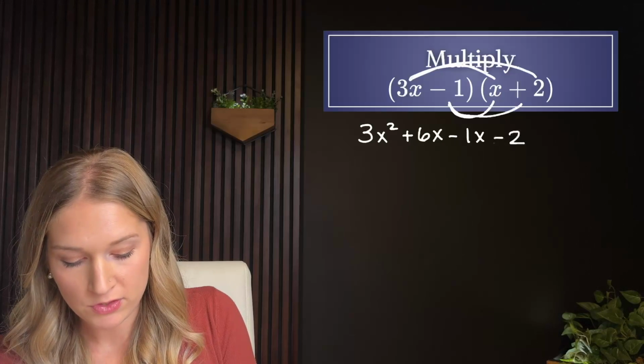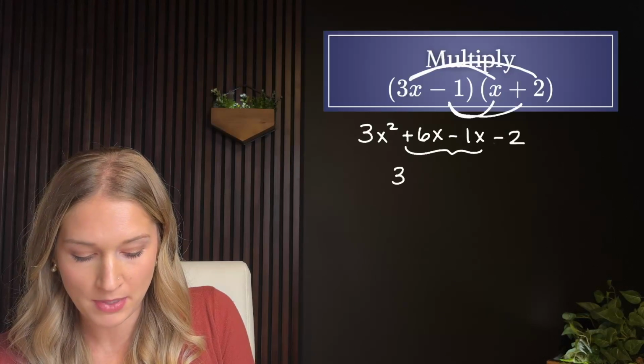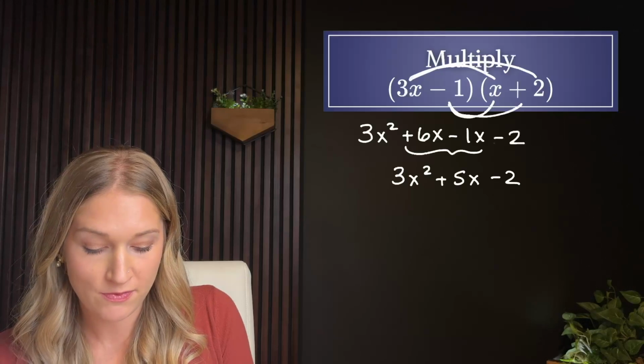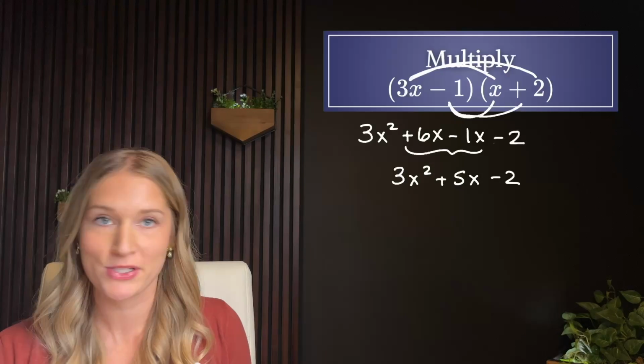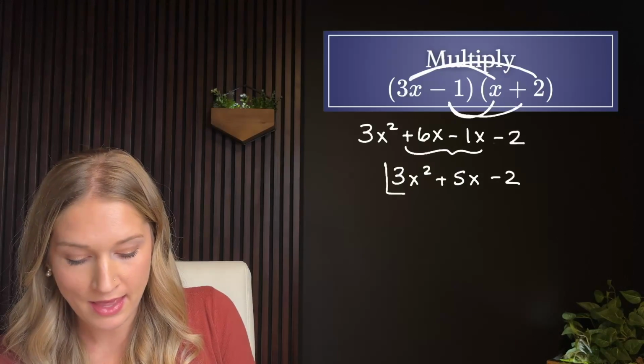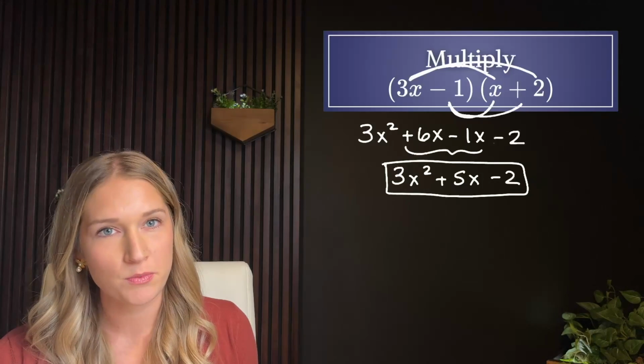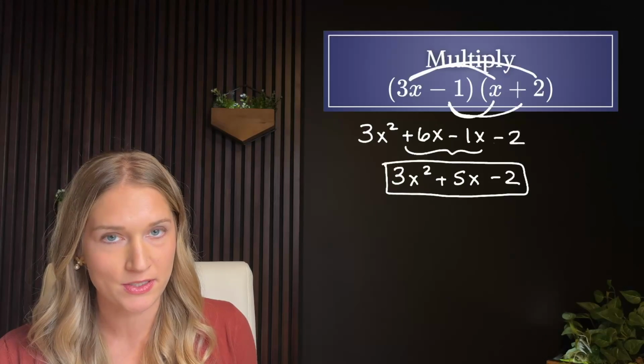So I have two like terms in the middle. When I combine those, I will have a +5x. So my final polynomial is 3x squared plus 5x minus 2. And that is how I would multiply in a horizontal format. If you would rather multiply in a vertical format, this is what it would look like.